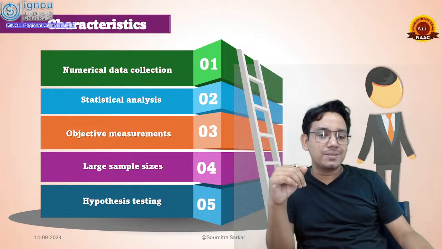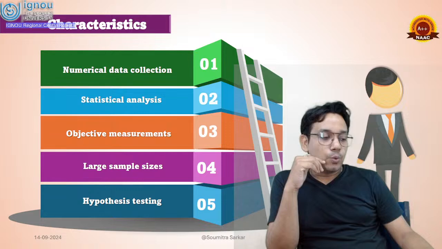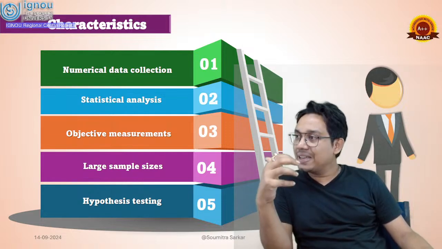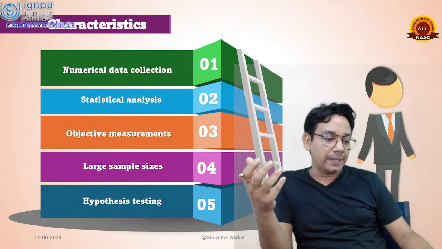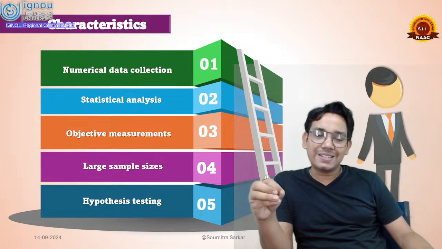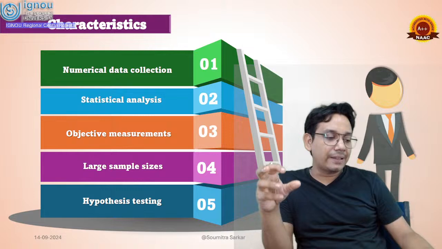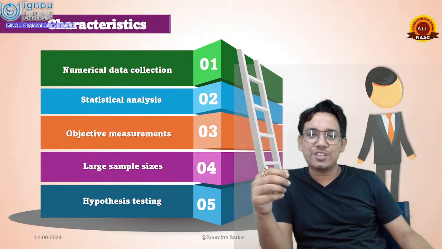Fourth important point, large sample size. Through quantitative data analysis we get quantitative data, and it specifically pays attention to a large amount of sampling. It is not focusing on a small amount of sample. A large amount of sample can easily be drawn and can easily be evaluated through quantitative research orientations.